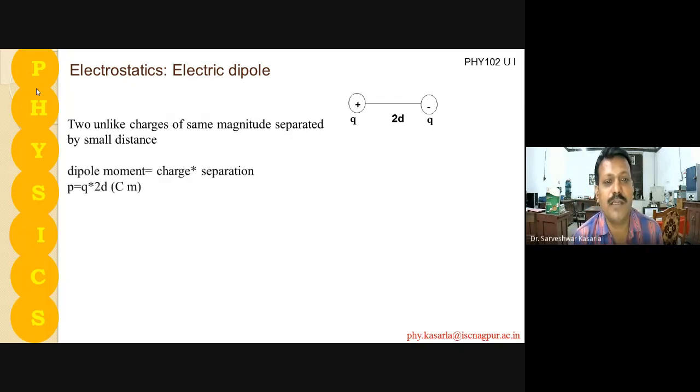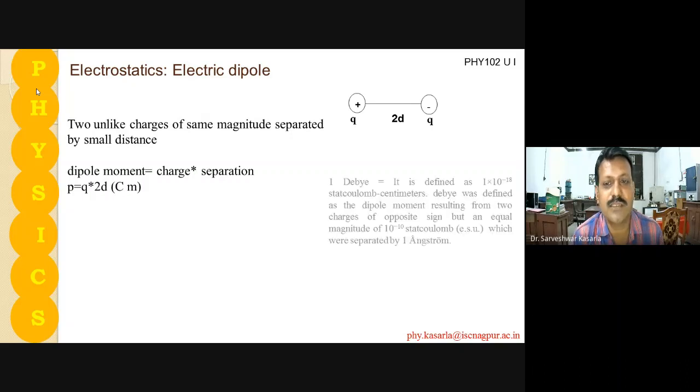The dipole moment is defined as the multiplication of the magnitude of the charge and the separation between them. So if you denote the dipole moment by, say, P, the dipole moment will be q into 2d, and its unit is coulomb meter.